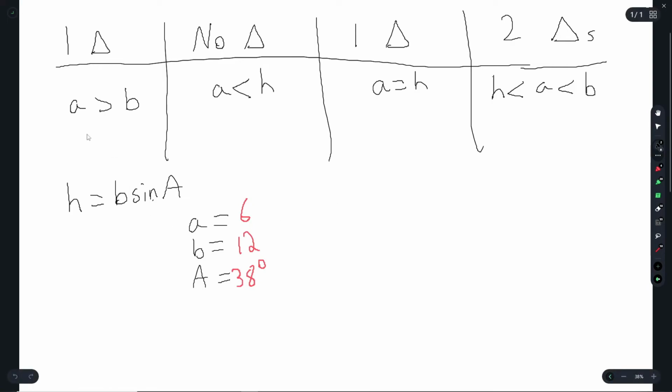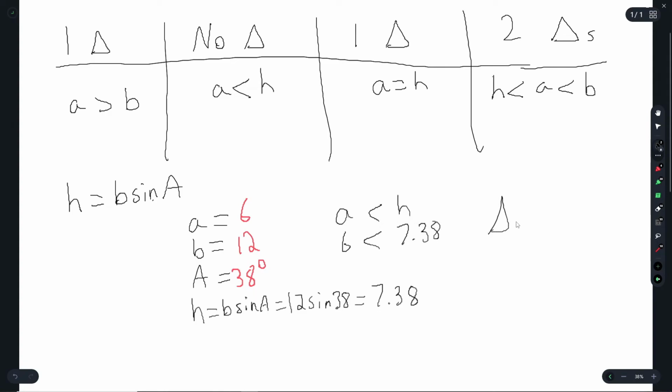So here again, condition 1 does not match, so we have to find h. So h is b sine theta. So b, which is 12, sine 38. Make sure your calculator is on the green one. Then 12 sine 38 is 7.38. So here a, which is 6, is less than 7.38, which is h. So we have no triangle. No triangle.